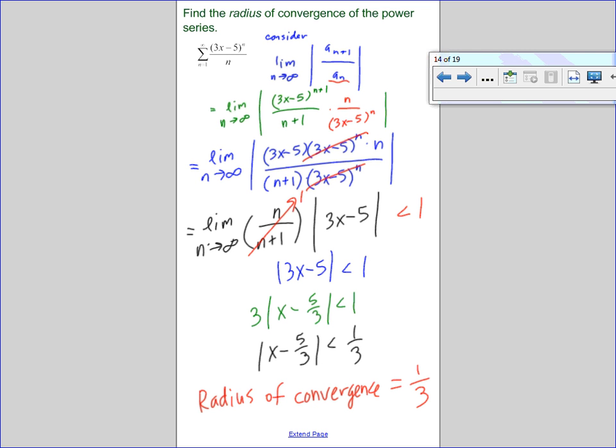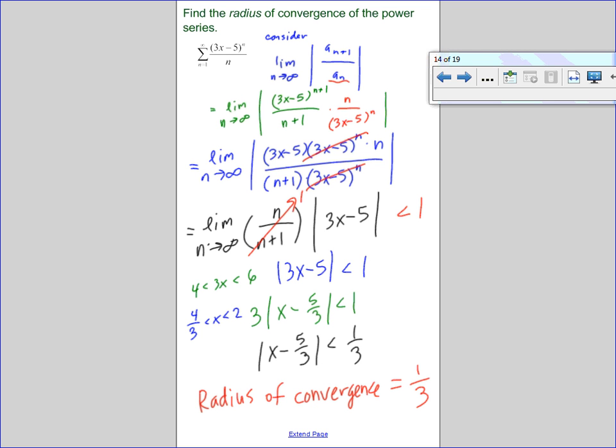We could go back to this step and break it up if we wanted to. Negative 1 is less than 3x minus 5, which is less than 1. And then add 5 to all things. So 4 is less than 3x, which is less than 6. And then divide everything by 3. And we get 4/3 is less than x is less than 2. And there's my interval of convergence.